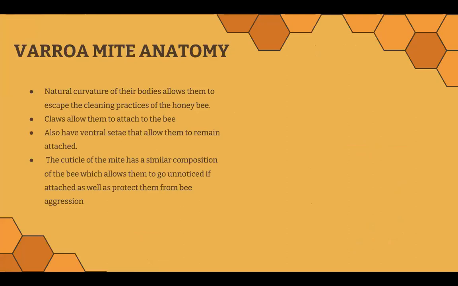So, the anatomy of a varroa mite. The natural curvature of their bodies allows them to escape the cleaning practices of the honeybee. The claws allow them to attach to the bee, and they also have ventral setae that allow them to remain attached. The cuticle of this mite has a similar composition to the bee's, which allows them to go unnoticed if attached, as well as protecting them from bee aggression.